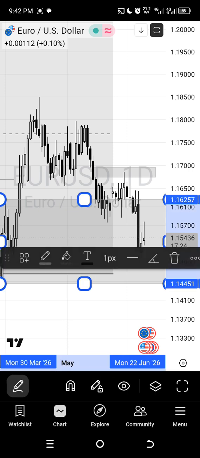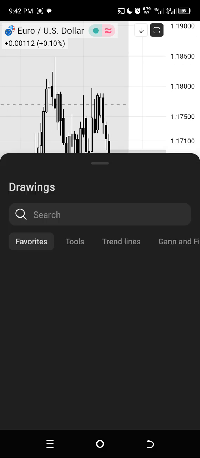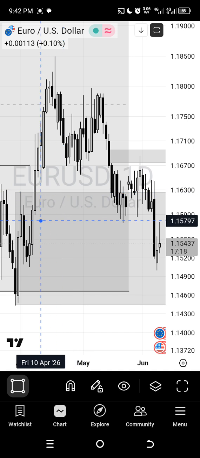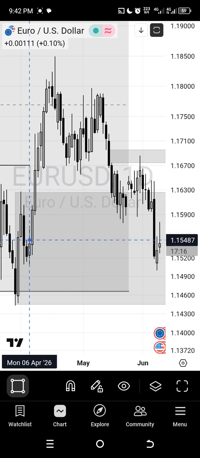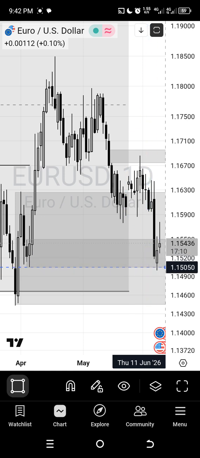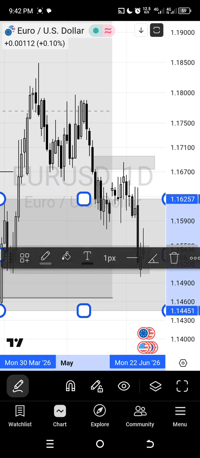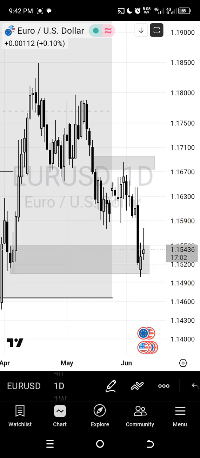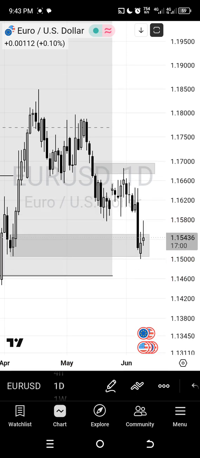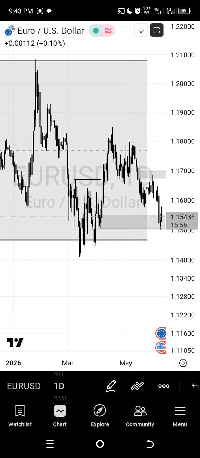Okay, we got this weekly order block, right? What I'm going to do is refine that weekly order block. You can see this daily order block here, which price is currently at, and you can clearly see that's the refinement. So I'm going to delete the bigger one.